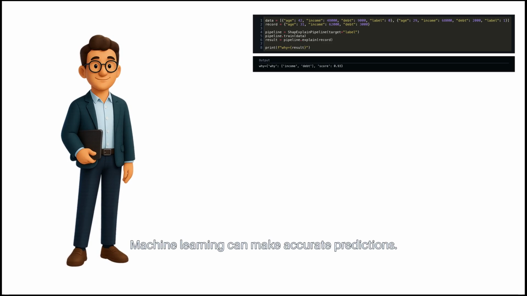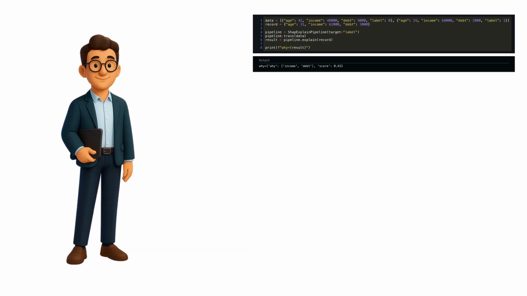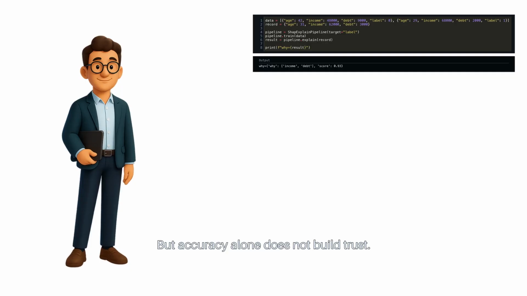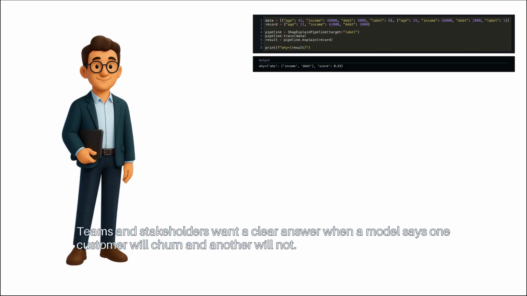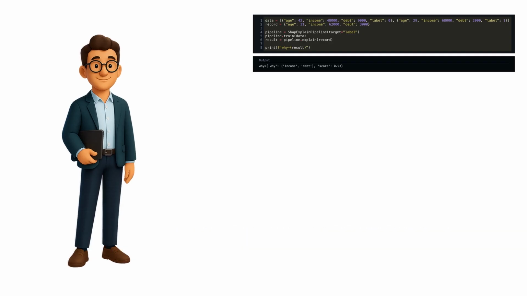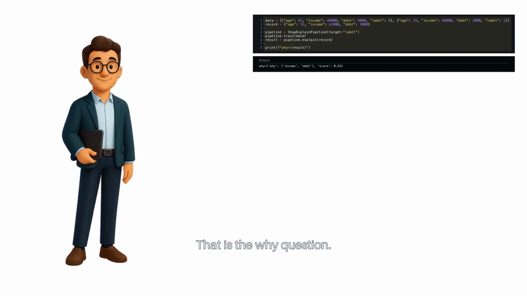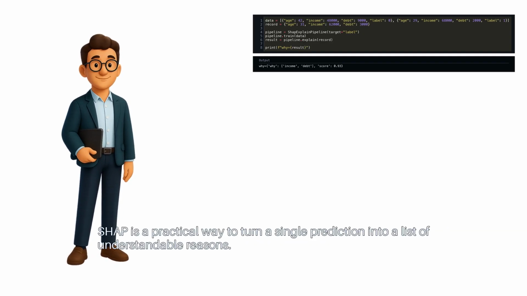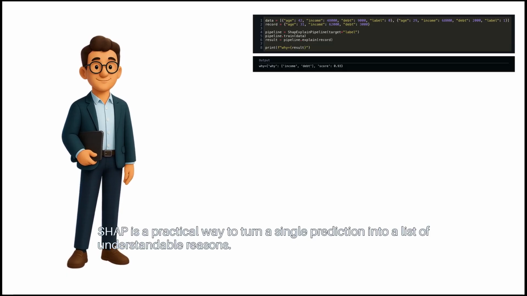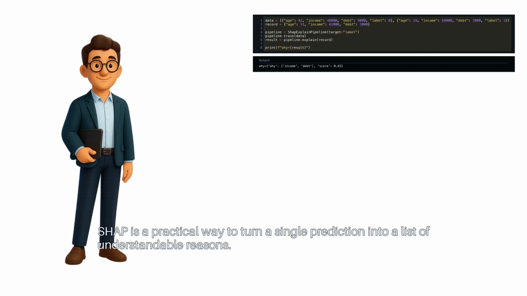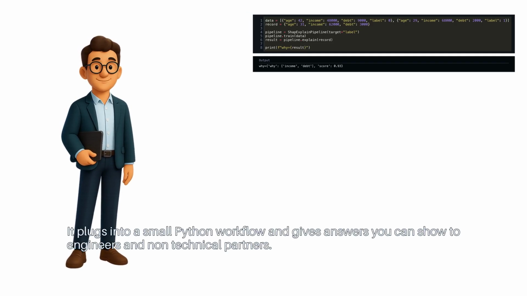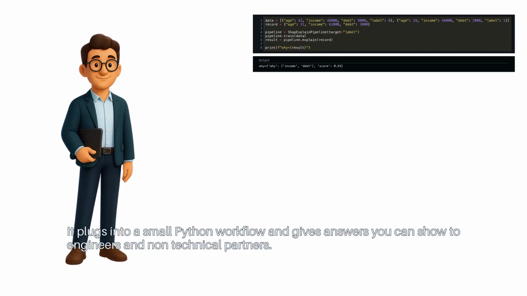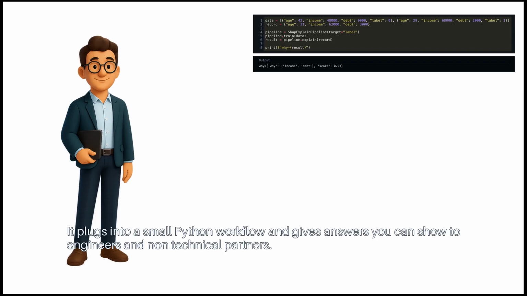Machine learning can make accurate predictions, but accuracy alone does not build trust. Teams and stakeholders want a clear answer when a model says one customer will churn and another will not. That is the why question. SHAP is a practical way to turn a single prediction into a list of understandable reasons. It plugs into a small Python workflow and gives answers you can show to engineers and non-technical partners.